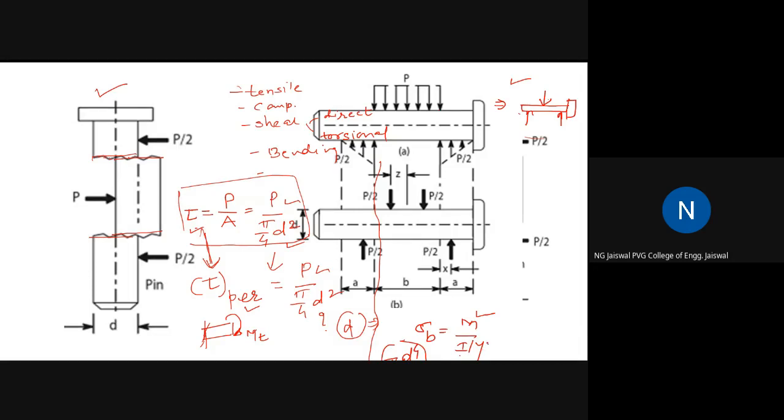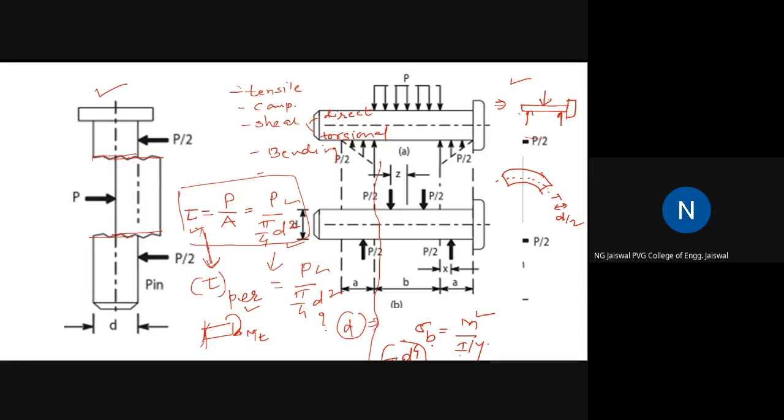What is y? Those who know strength of materials, you studied it already. What is y in this equation? Y is the distance between the outermost fiber and the neutral fiber. If it undergoes this type of bending, the central fiber will be the neutral fiber. So the distance from the neutral fiber to the outermost fiber is d by 2, and therefore y is equal to d by 2. It means y is a function of d, I is a function of d, M is known, and sigma b is still not known.